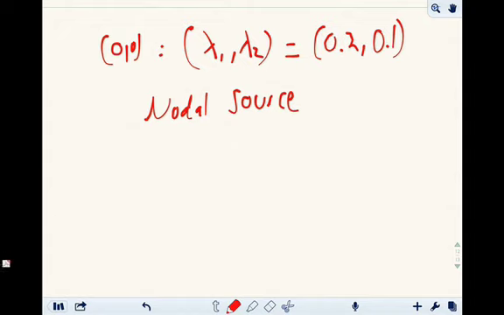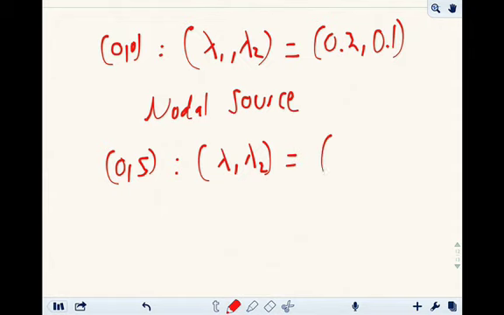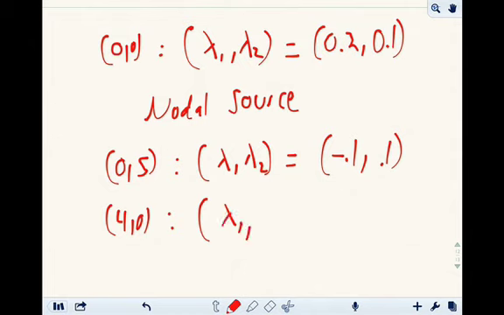So, noting a potential problem in the lecture notes: 0, comma 5. Check this afterwards. Lambda 1, lambda 2: we have one positive and one negative. At 4, comma 0, we have lambda 1, lambda 2, again one is positive, one is negative.